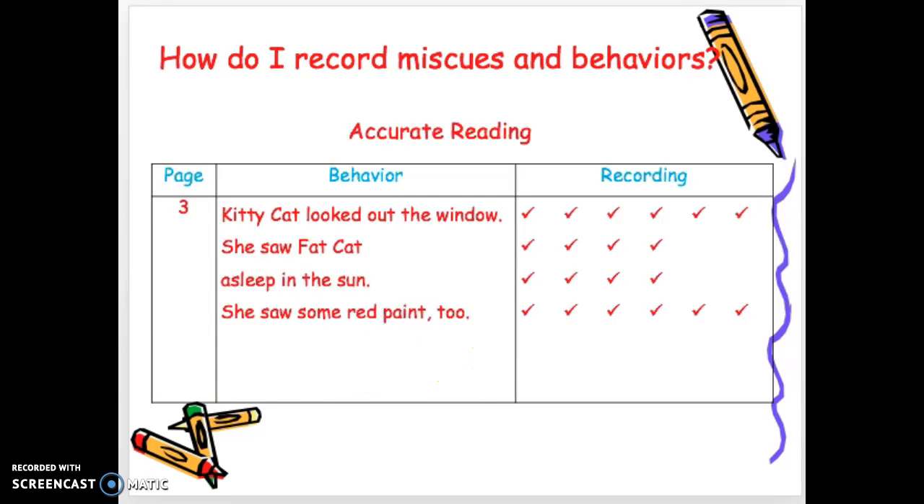On the left are the words that the child is reading, and then on the right is what you're recording, and you're just simply recording a check mark for each word, and then we'll look at some of the ways that you record errors. But on this side of the paper, you can also write some behaviors. What was the child doing as she was reading?